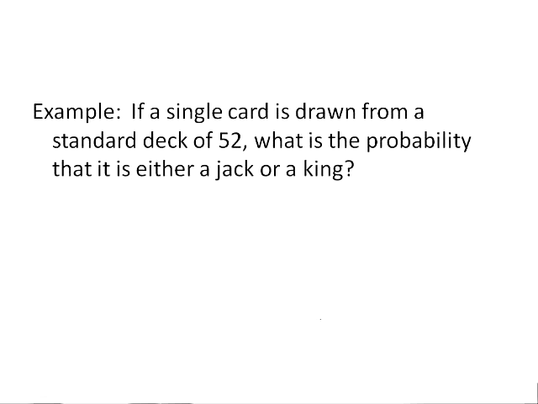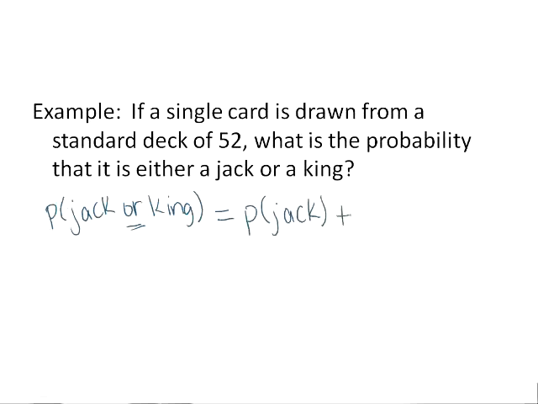What about if we still draw a single card from a standard deck of 52 and we're trying to find the probability that it's either a jack or a king? So we're looking for the probability of a jack or a king. Keyword is that we have the OR in there. So we're going to separate this into the probability of a jack plus the probability of a king. But unlike the previous problem, we don't have to subtract anything from this because there is no overlap between jacks and kings.